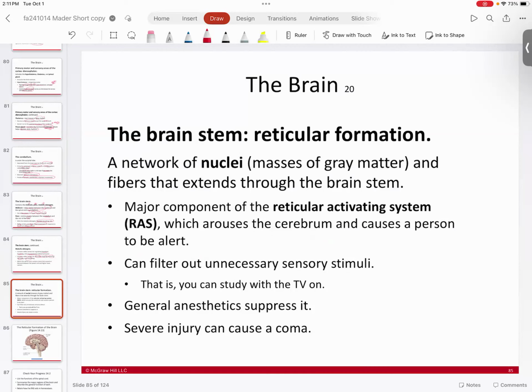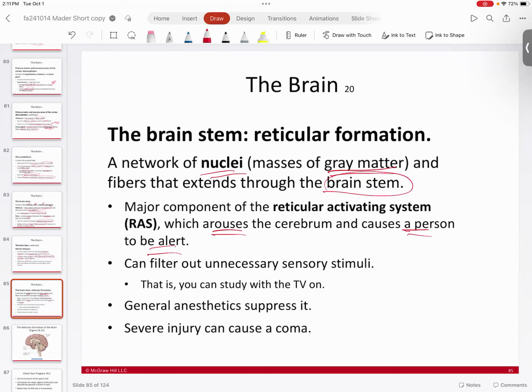So the brainstem also has what's called a reticular formation, which is a network of nuclei, so basically masses of gray matter essentially, and fibers that go through the brainstem itself. And it's the major component of the reticular activating system, or the RAS, which is essentially your arousal of the cerebrum and causes a person to be alert. So this is your kind of arousal, not just your circadian rhythm, but your ability to become conscious and alert. That's your RAS system that's happening in your reticular formation.